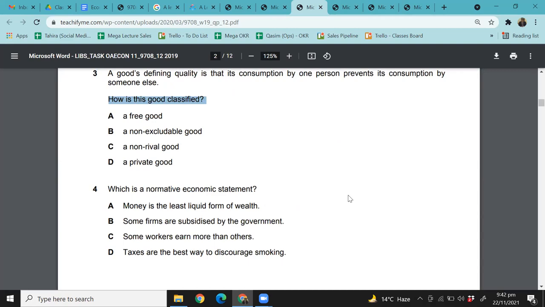Okay, now the next question, what is a normative economic statement? Now I leave it for you to answer. Okay, so D. How do you know it's D?